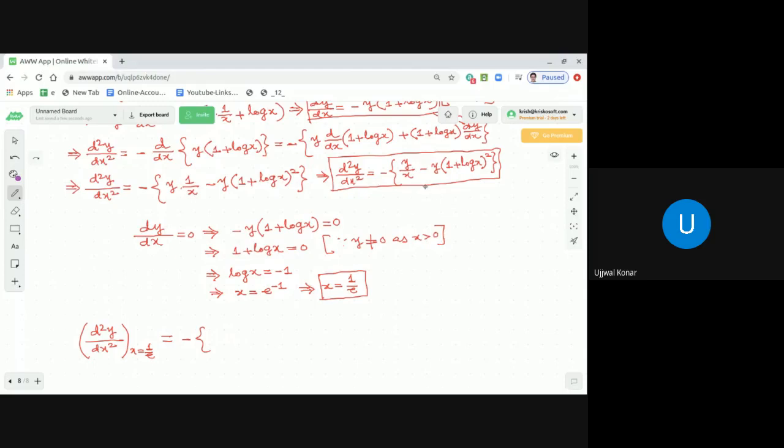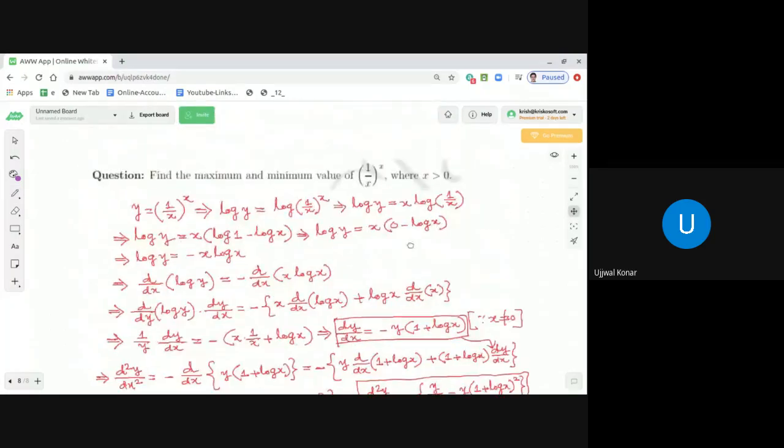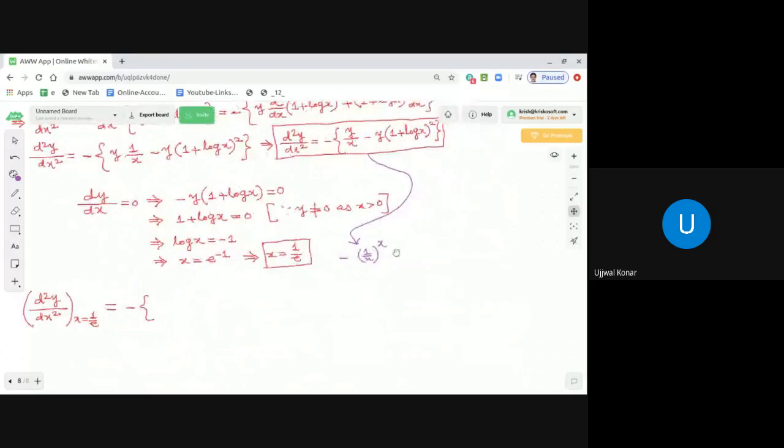From here, if we find the value, it becomes minus, what is this value? y is equal to 1 by x power x. From where we are getting? We are getting from here. 1 by x power x is given in the definition. That's what we assume. And then into 1 by x, minus y is again minus 1 by x power x into 1 plus log x whole square.